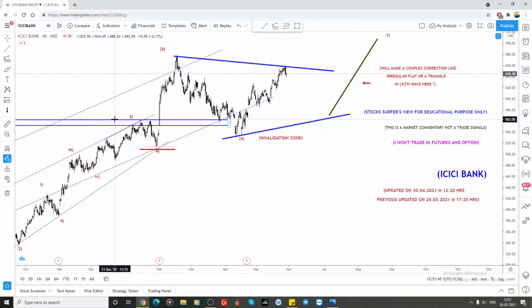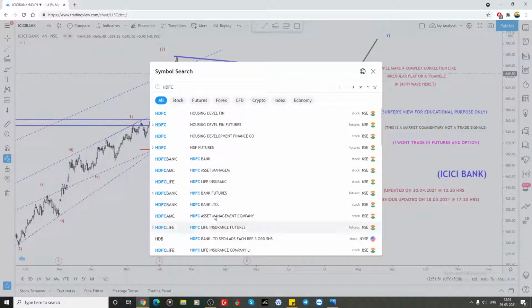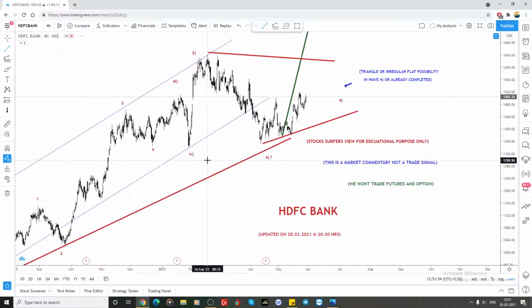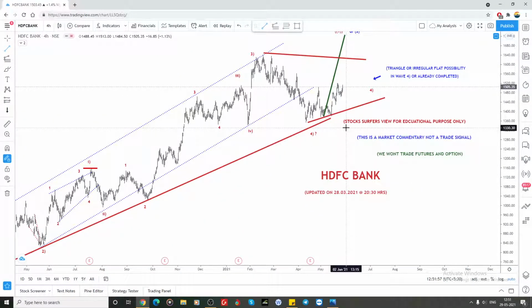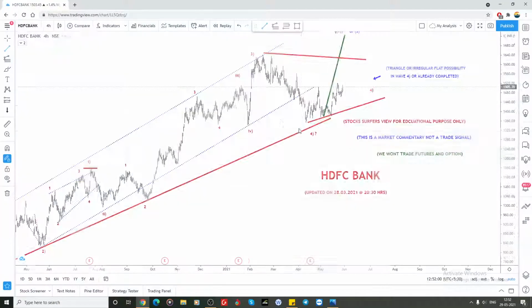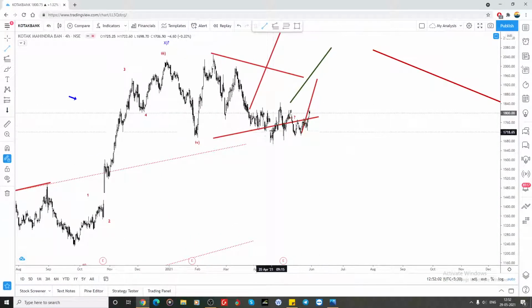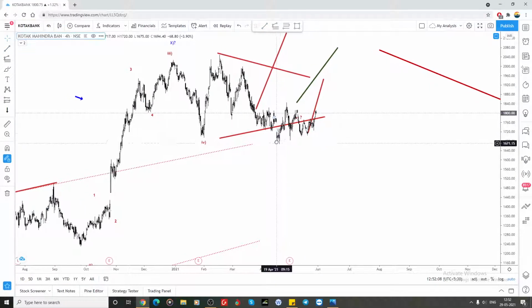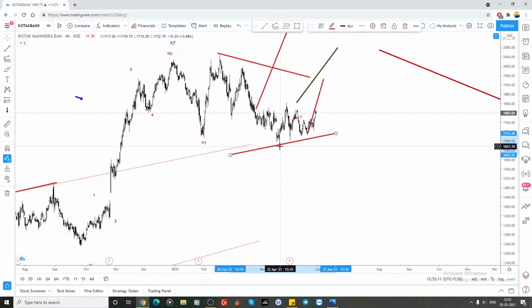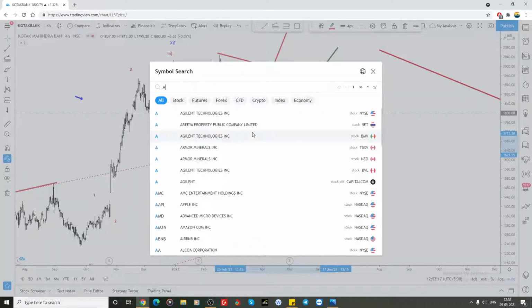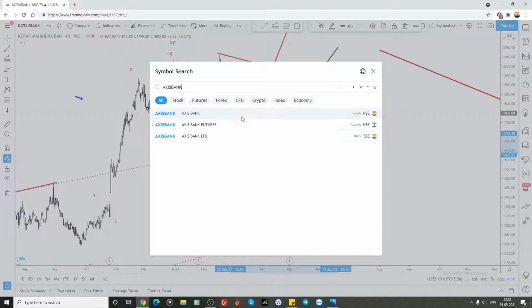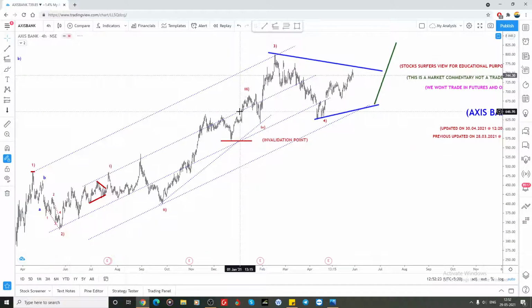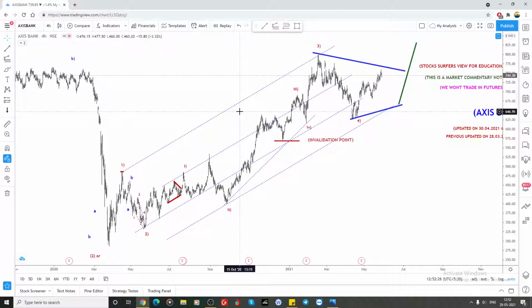And I have already explained that same thing in ICICI, HDFC, Axis Bank. All are in the triangle structure, all stuck in the 4th wave. So Kotak Mahindra Bank, let's see how it behaves. There is no trade here. If you are placing a stop loss here, then you can go for the trade. The same thing in Axis also compared to Kotak, but Kotak is stuck, there is no movement in Kotak also.